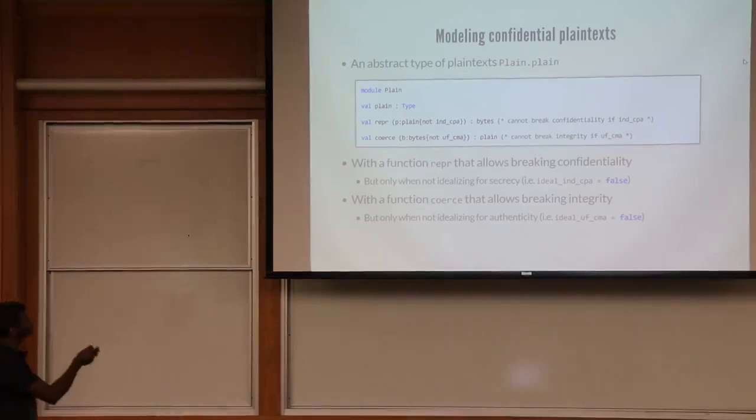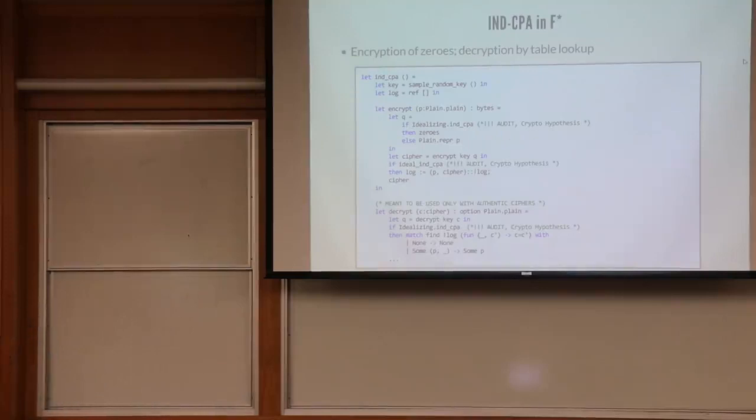So I'm going to represent my plain text using this type. And now I can do NCPA at f star. Okay? So here's how NCPA works. It's roughly similar to the pseudocode I showed you earlier. But here, NCPA says I'm going to sample a random key, and I'm going to allocate an ideal log. And I'm going to show you why I need that log in a second.